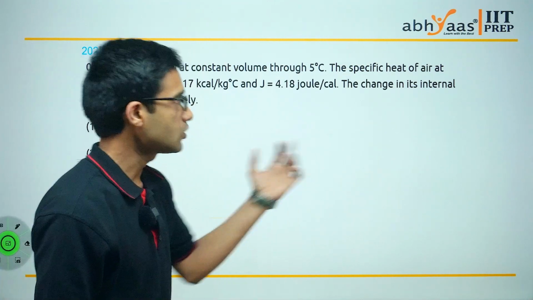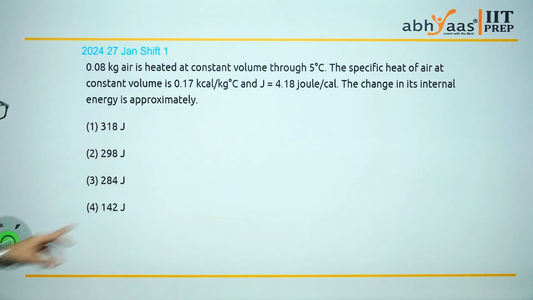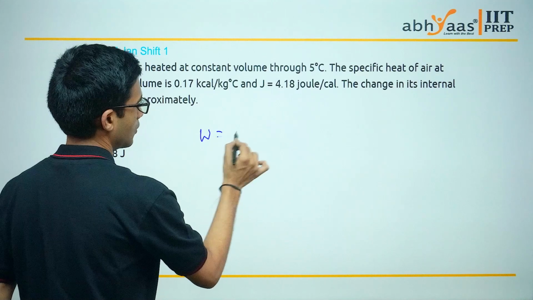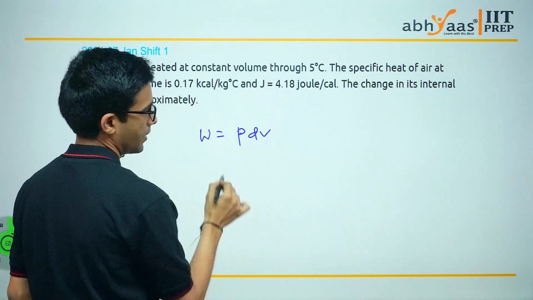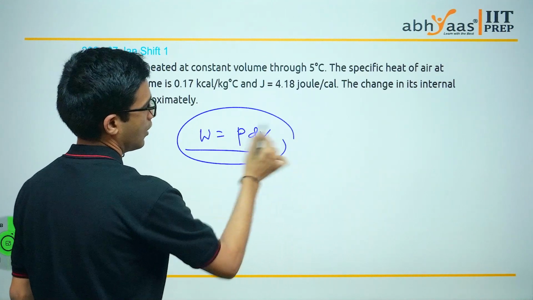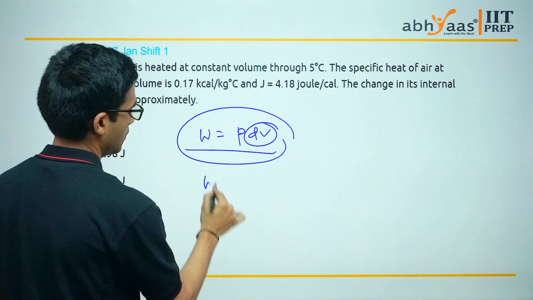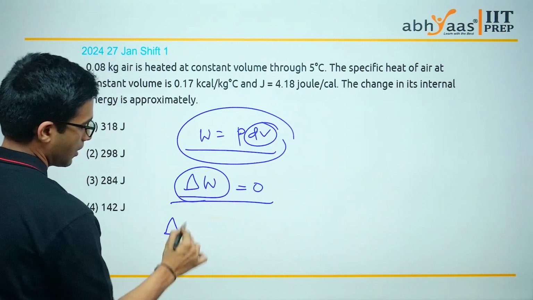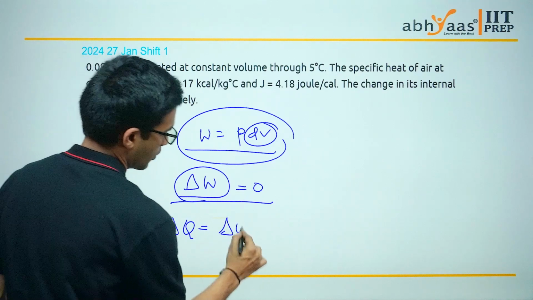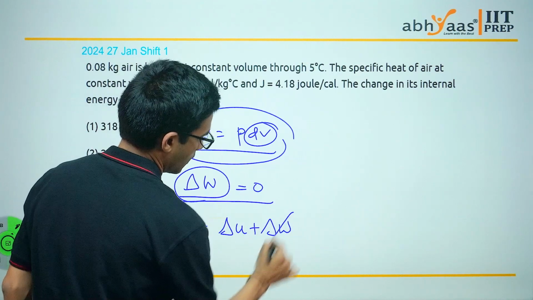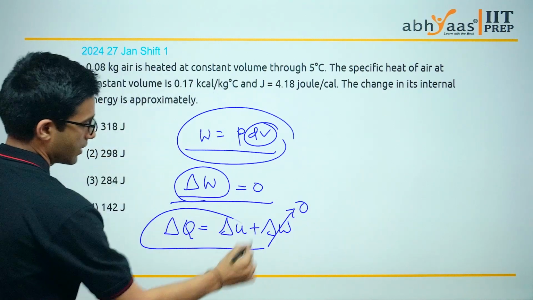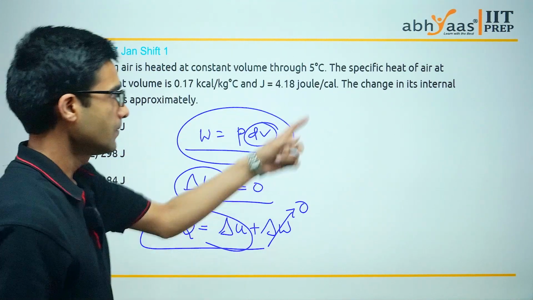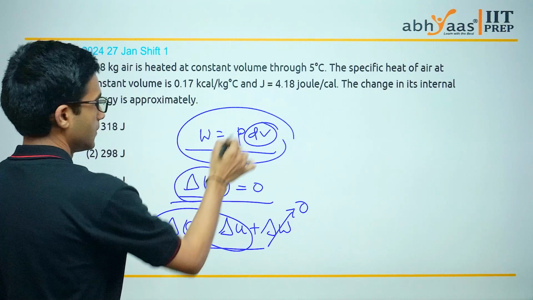Another process is the isochoric process, that is, constant volume. Work done is the integral of PdV, so if volume is constant, work done delta W equals 0. Then in the first law of thermodynamics, delta Q equals delta U plus delta W. If delta W is 0, then delta Q equals delta U. He wants the change in internal energy.